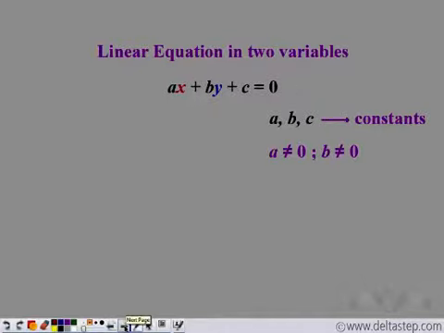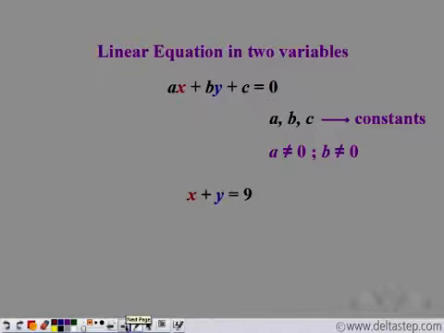And this is the general form of a linear equation in two variables: ax + by + c = 0. Here a, b and c are the constants and x and y are the variables. Note that a and b cannot be 0.